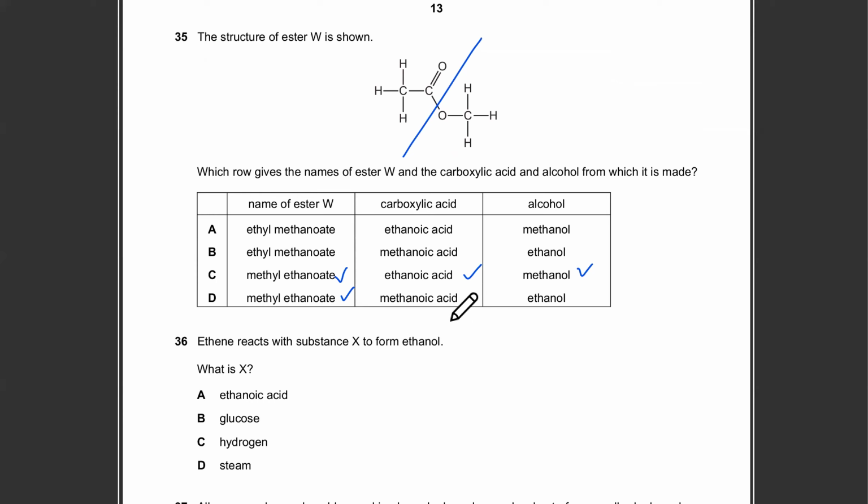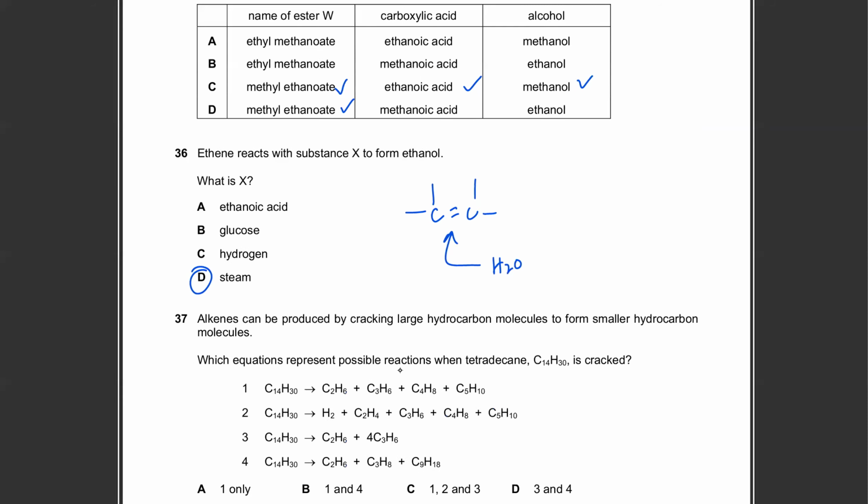Now ethene reacts with substance X to form ethanol. What is X? Ethene reacts with substance X to form ethanol, so it's going to be steam. You've got a double bond in ethene and water gets added to it, right? So it ends up forming an alcohol, an addition reaction. It's a phosphoric acid catalyst, the temperature is 300 centigrade and the pressure is 60 atmospheres.